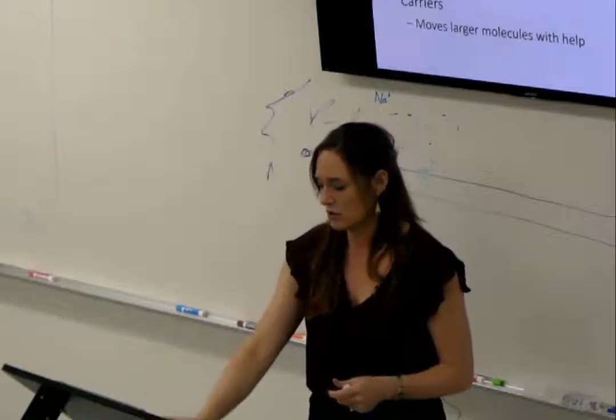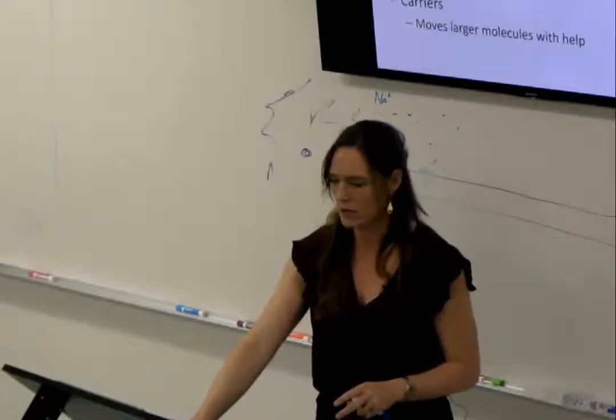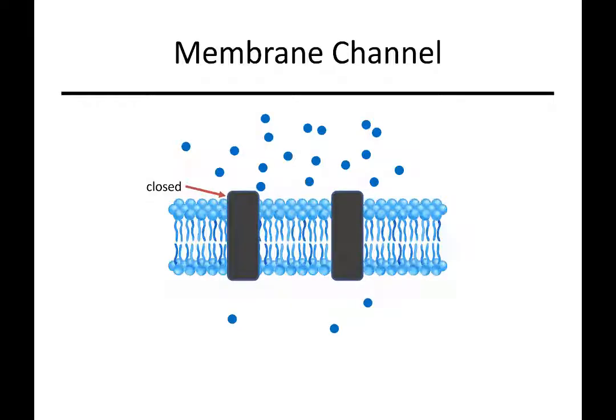And carriers are also involved, but we're gonna spend less time on carriers. So channels and pumps are our main focus. In this case, we can see a lot of sodium outside the cell. We can see the cell membrane is made of a lipid bilayer, and the black lines represent channels that cross the membrane. So this is a closed channel, and this is an open channel. You can think of it as like a little tunnel.